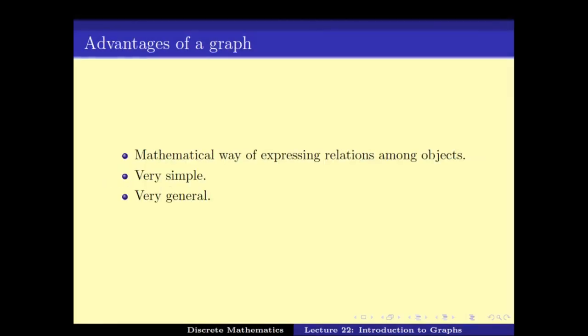Now graphs are a nice way of expressing relationships between objects, particularly binary relationships. They are very simple, yet very general, in the sense that they are simple to understand, and yet they are used to represent quite a number of complicated relationships and problems.